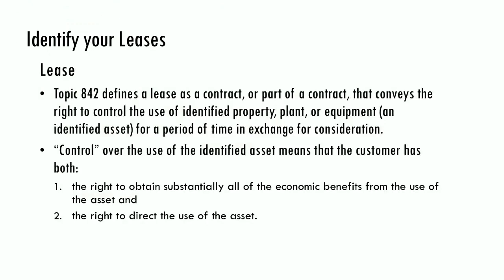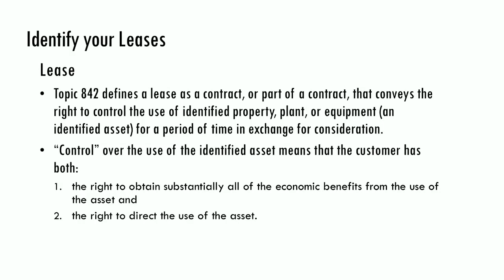So the first thing we need to do under ASC 842 is identify what your leases are, what type they are, so we know how to account for them properly. Topic 842 defines a lease as a contract or part of a contract that conveys the right to use identified property, plant or equipment, an identified asset, for a period of time in exchange for consideration.